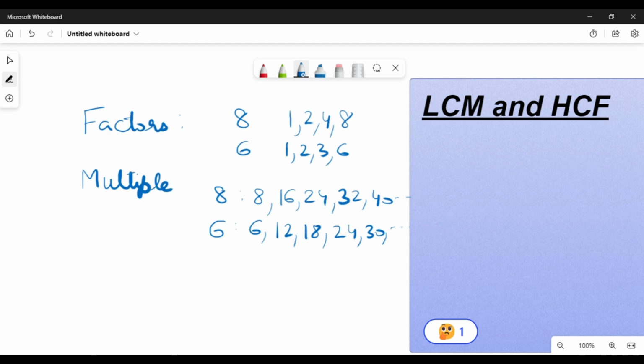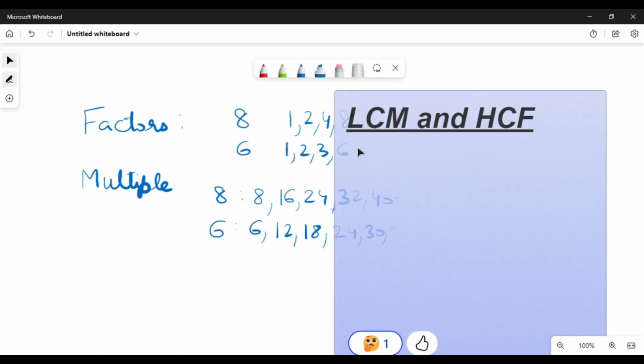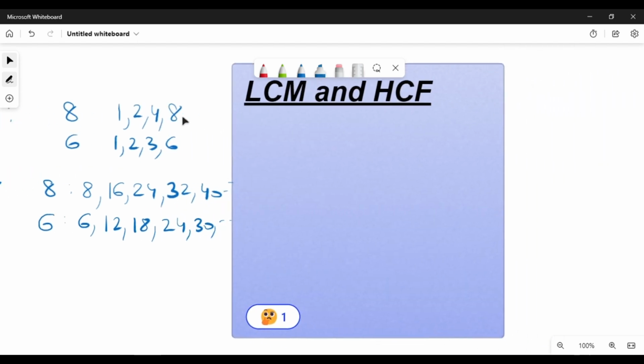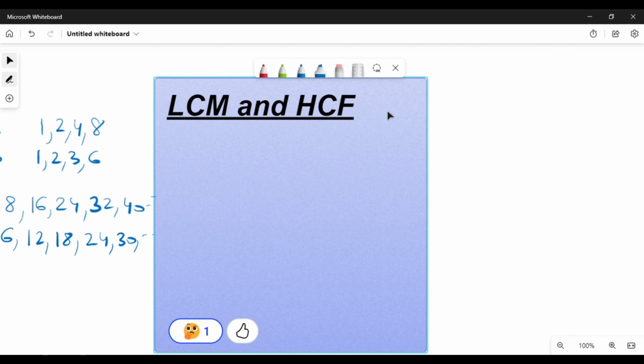So after this, I am moving to the actual topic which is given in your book, that is LCM and HCF. Now what is LCM and what is HCF? As the name suggests, you have calculated LCM in your lower classes. LCM means least common multiple, so it has something to do with multiples. As it is related to multiples, the LCM of any two numbers will be bigger than the numbers for which you are calculating.